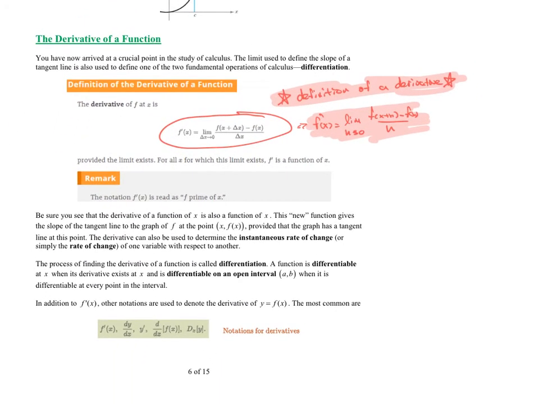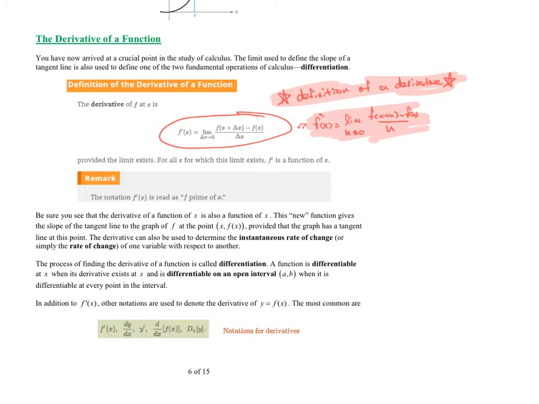So, it says you have now arrived at a crucial point in the study of calculus. The limit used to define the slope of a tangent line is used to define one of the two fundamental operations of calculus, differentiation. The other one is anti-differentiation, or integrals, and we won't learn that till the end of the semester. So we are going to concentrate the next 3 tests just on derivatives. It says, be sure you see the derivative of a function of x is also a function of x. This new function gives the slope of the tangent line of the graph of f at the point x, f of x, provided the graph has a tangent line at this point.